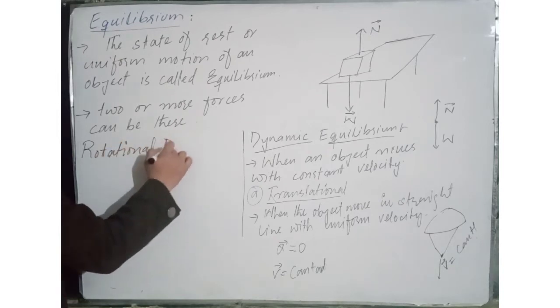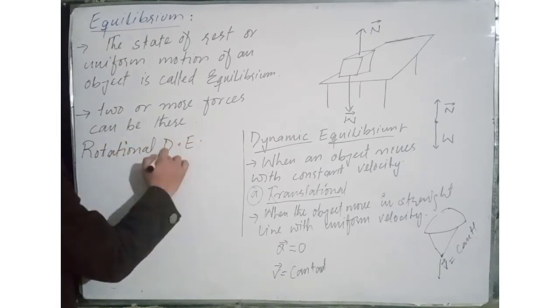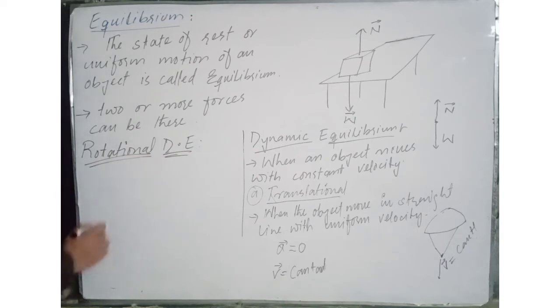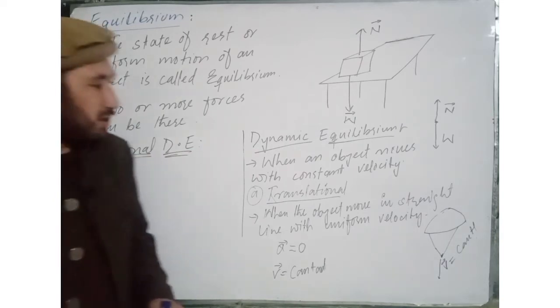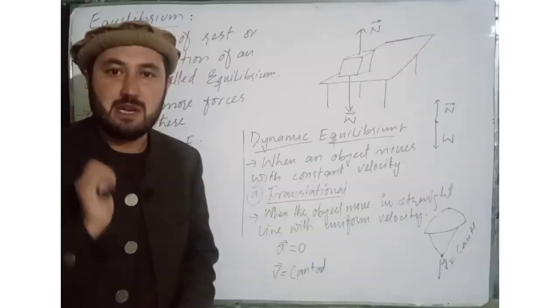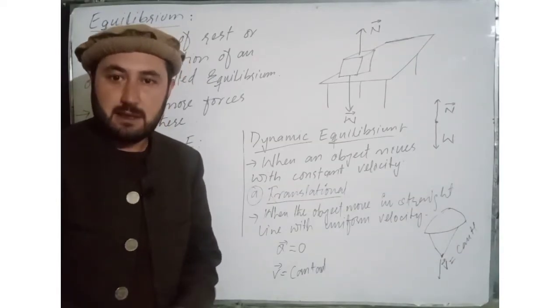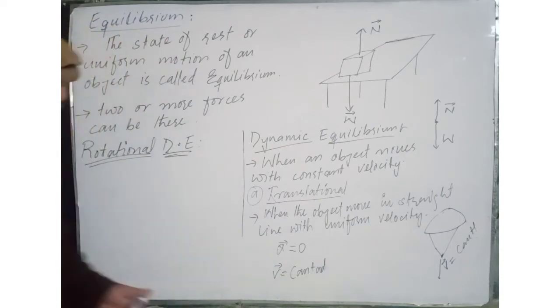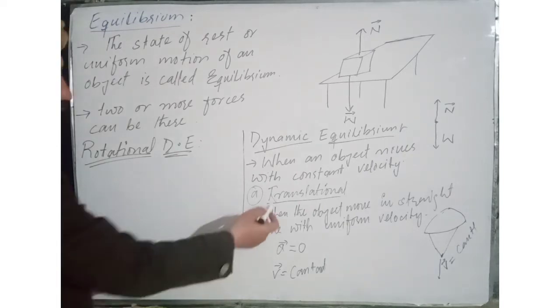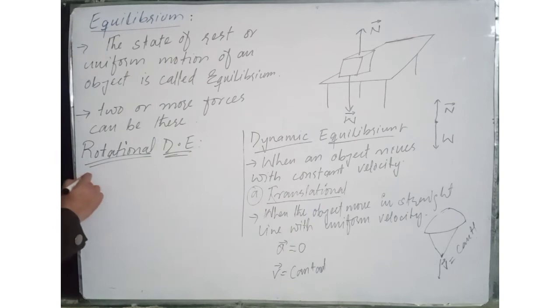Rotational dynamic equilibrium. As we know, motion itself is categorized into different types: we can have translational motion, and we can even have rotational motion, right? So depending upon the motion we are having, we can have two types of dynamic equilibrium. The first one was translational and the second one is rotational.